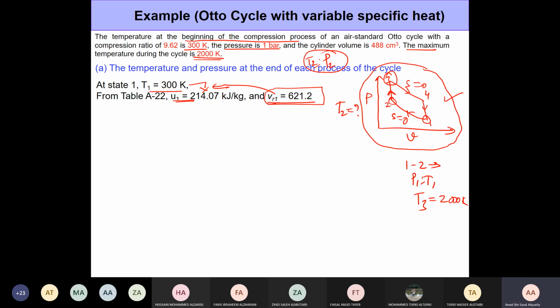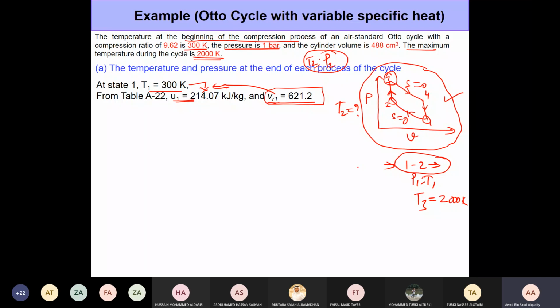All right, there's a lot of silence, so let me give you a hint. What kind of process is happening from 1 to 2? Is it a polytropic process? Constant volume? It could be polytropic, but the process from 1 to 2 is the compression process, right?